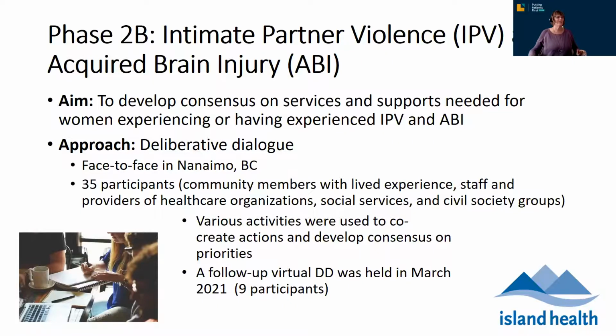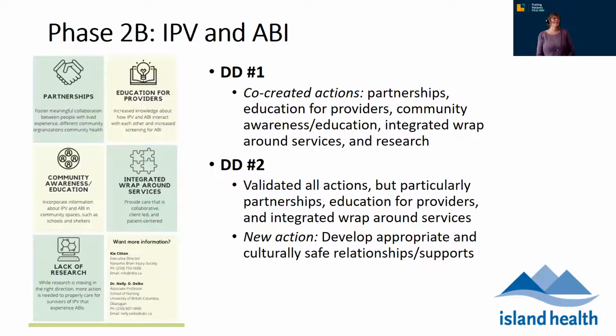You can move the slide forward. So this is an infographic that was developed with the results of the initial deliberative dialogue. And so we co-created actions that included building partnerships, education for providers, which was seen as a really important piece because providers weren't really aware of the link between IPV and ABI. Community awareness and education, and then some integrated wraparound services, and then a large need for research as there was a significant lack of research.